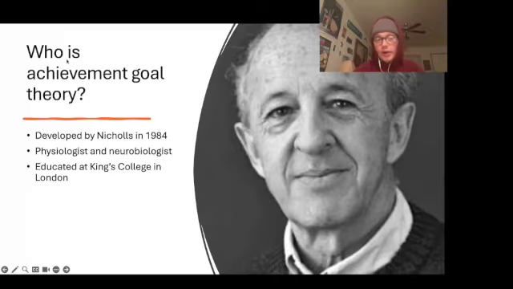So first we want to talk about who developed Achievement Goal Theory, and it was developed by this guy right here, John Nicholas, in 1984. He was a psychologist and neurobiologist, and he was educated at King's College in London. So that's the father behind this theory.